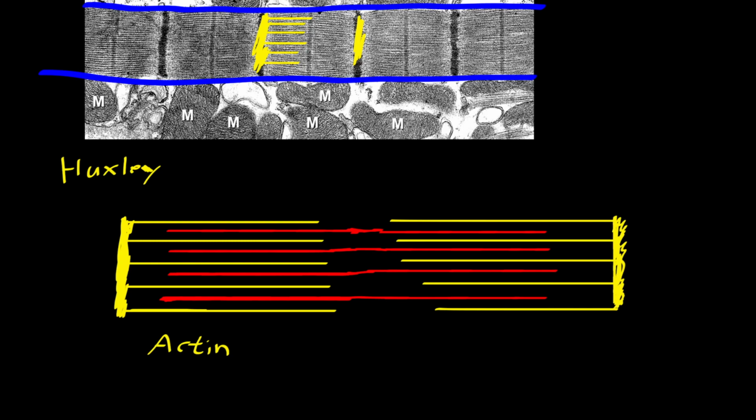And then the myosin is this protein in the middle. So let's see if I can draw that here. So myosin is in the middle here. And maybe because of this band in the middle, they're attached to each other somehow.